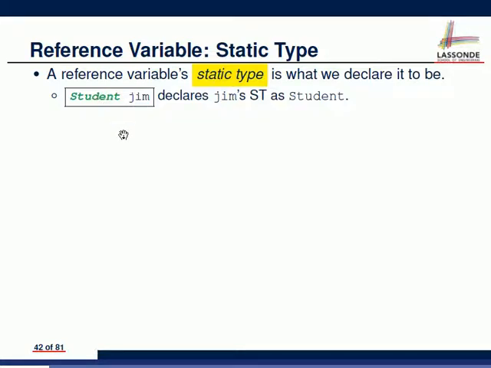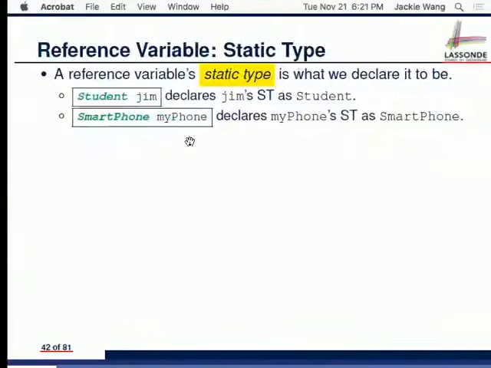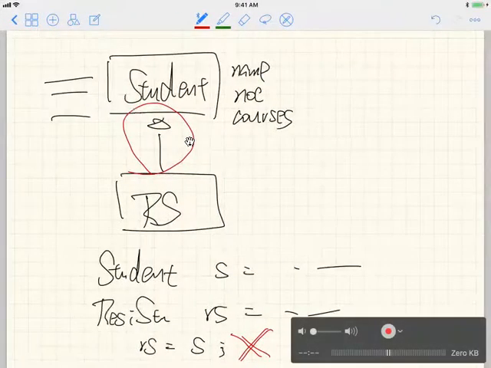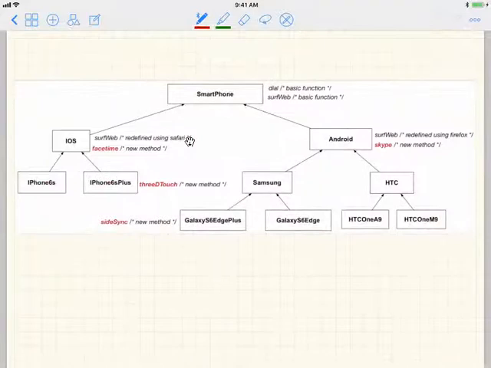I'm going to use a convention here. Whenever you see green for the class, that means it's static. Whenever you see red, that means dynamic. So that means we declare the static type of Jim to be students. Similarly, let me explain very quickly another class hierarchy here. You can also download the diagram from the website. Let me explain that very quickly, which I'm going to use.